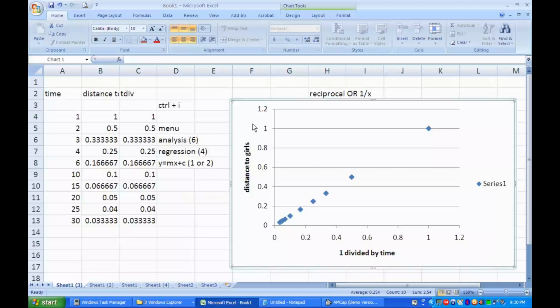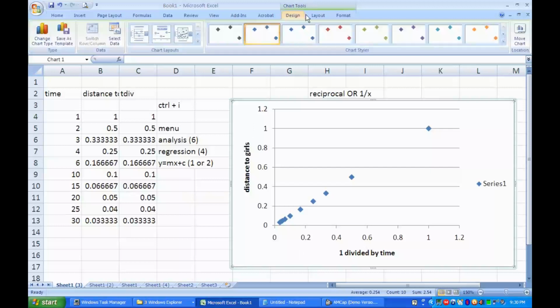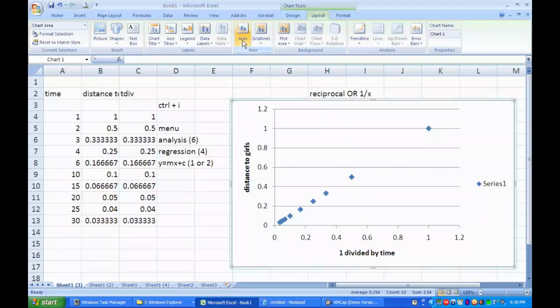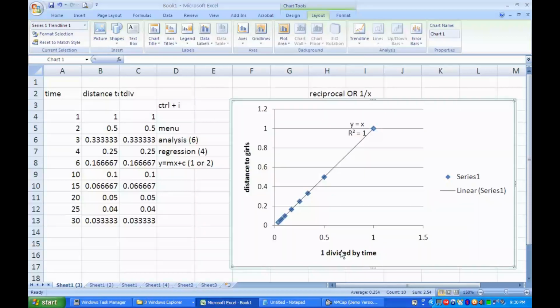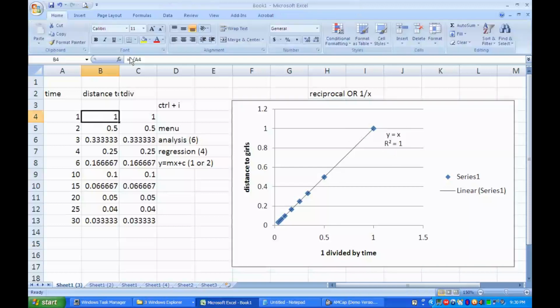So let's then fit a trend line to this. Trend line, more trend line options. Linear equation, r squared value. And of course the r squared is 1, but we just have y equals x. That's a little bit boring. Tell you what, I'm going to make this a little more interesting.